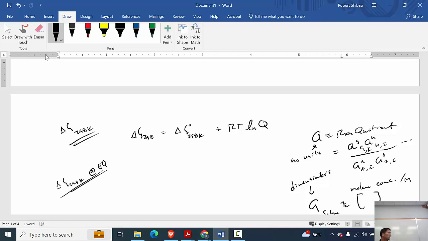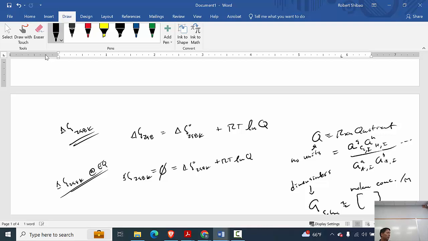So if delta G is at equilibrium, then that means delta G at 298 Kelvin has no driving force, essentially, one way or the other. And so delta G is equal to 0. It's a dynamic equilibrium, so the reaction is still going, but the forward and reverse rates are equivalent. And so this is going to give us delta G naught at 298 Kelvin plus RT ln of Q.